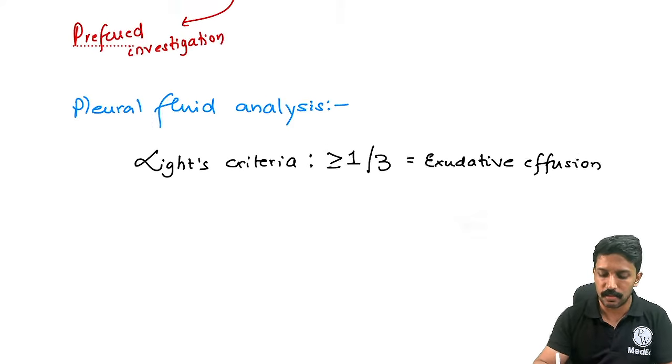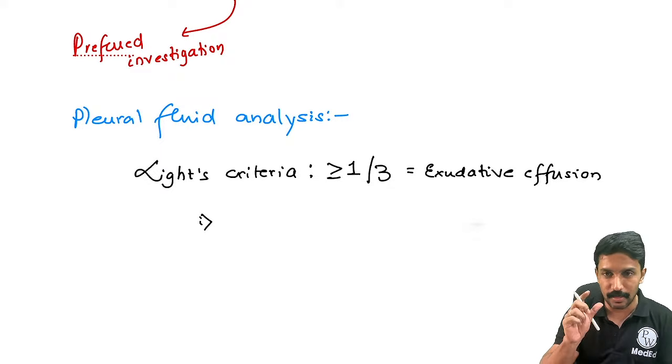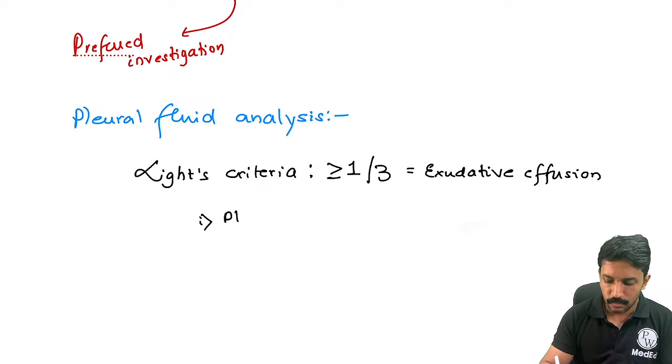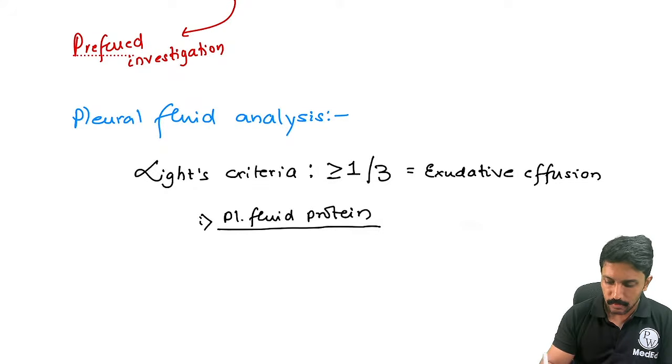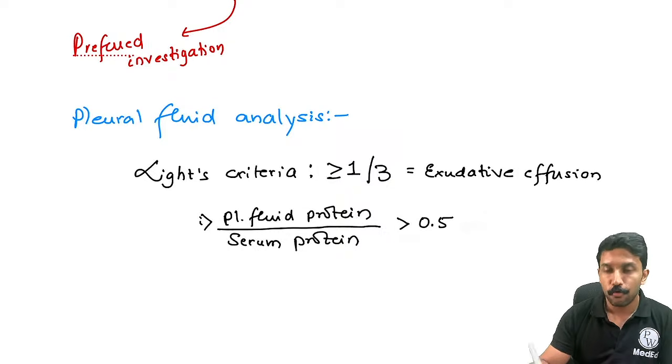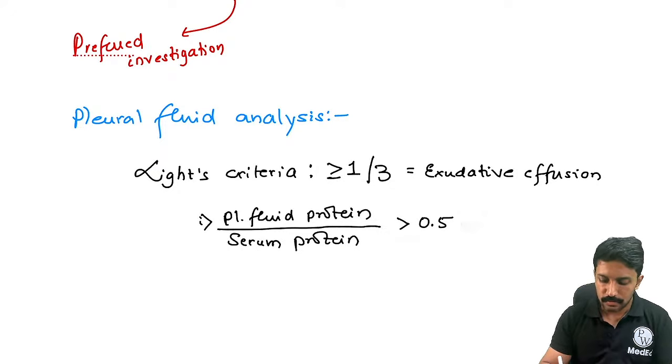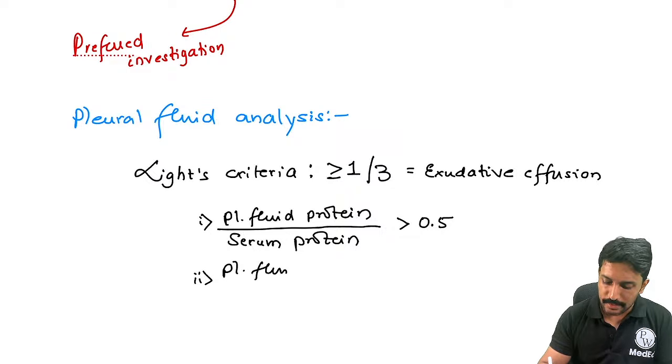So what are those criteria? The first criterion is the ratio of pleural fluid protein divided by serum protein, more than 0.5. The second one is the ratio of pleural fluid LDH divided by serum LDH, more than 0.6.